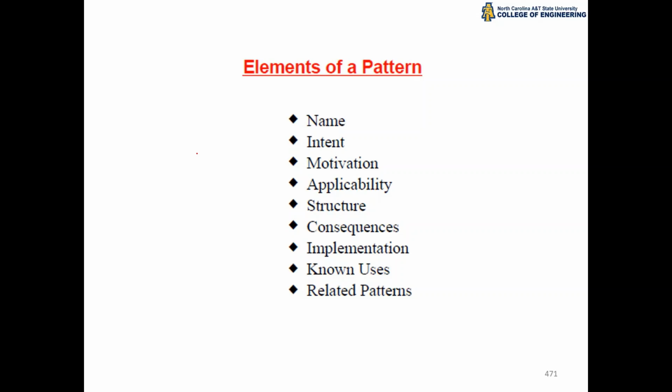So what are the elements of a design pattern? A design pattern may have the name of the pattern, why you are going to use it, the intent and motivation, where to apply it, what the basic structure is, the consequences, how it is going to affect your overall architecture, the implementation, how to implement it, and then the known uses. If you know that this is a typical situation where you can use it, you can also have the related patterns, all the patterns related to this one. So in a design pattern, you can find all these components.